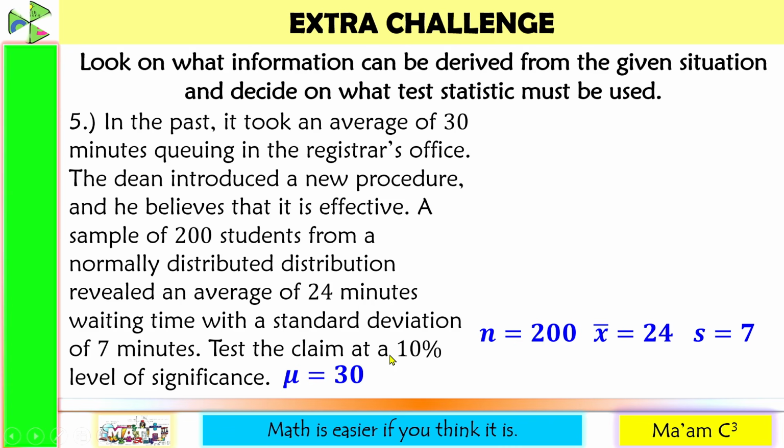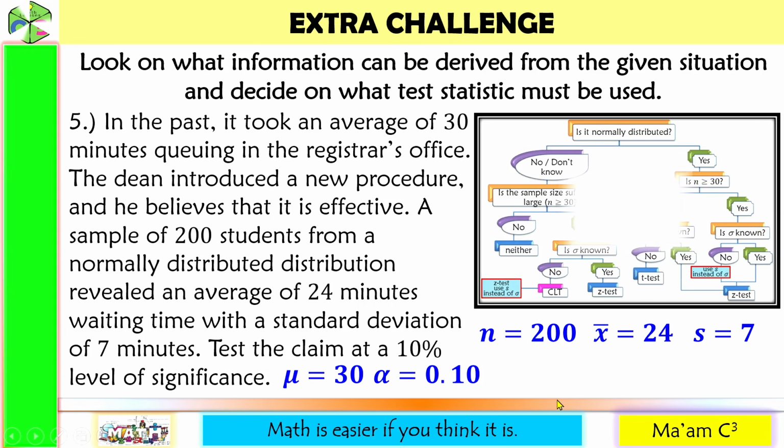And I also have here 10% level of significance. Alpha is equal to 0.10. Though this is not necessary in identifying the appropriate test statistic, we are going to use this in the actual hypothesis testing. Now, let us analyze. So, we have here normally distributed distribution. So, the answer to the first question is yes.